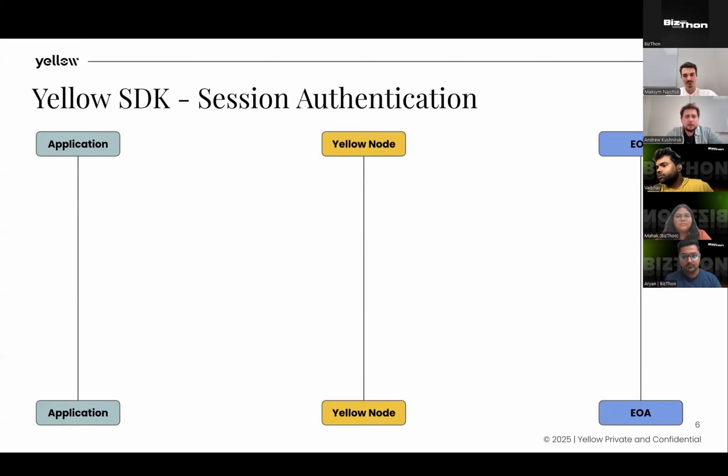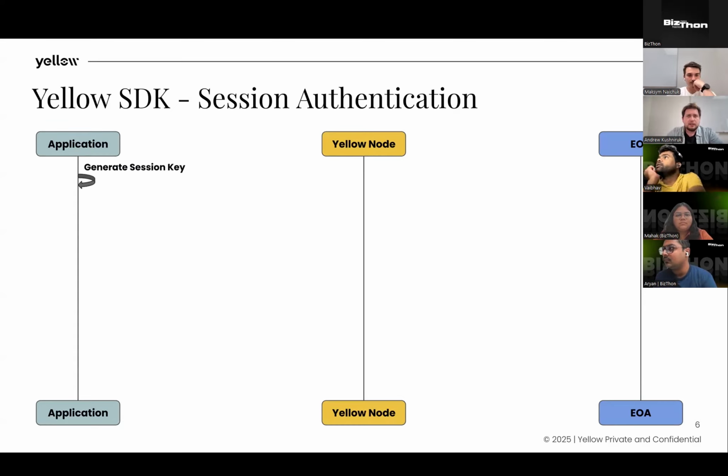What do we have? We're going to start with three entities. Our application, as we already know, is our business logic, what we want to provide to our users. In the middle, we're going to have a Yellow node, to which we need to connect to be one of the participants of the network. And on the right side, we still have an external-owned account, our wallet, to give the permission to the user to do some operations.